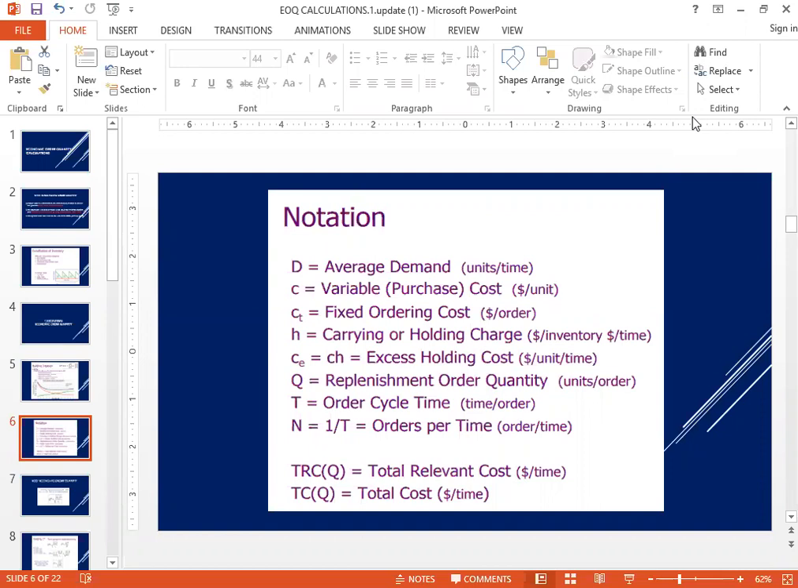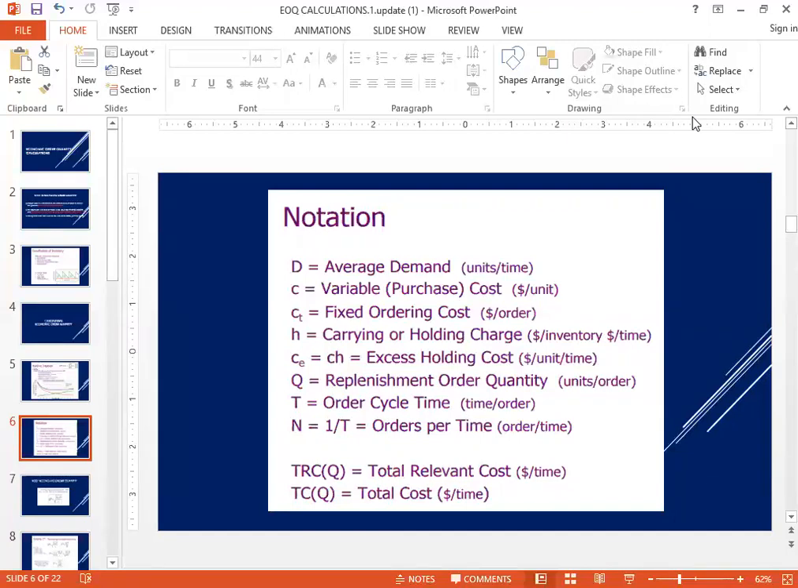C is the cost at which you are purchasing, right? So it's the cost at which you are purchasing something from the market. It is a purchase cost for you, for goods that you're buying from the market. CT is the fixed order cost. So this is, per order, what is the cost? H is usually a percentage, and it is a percentage carrying or holding charge.